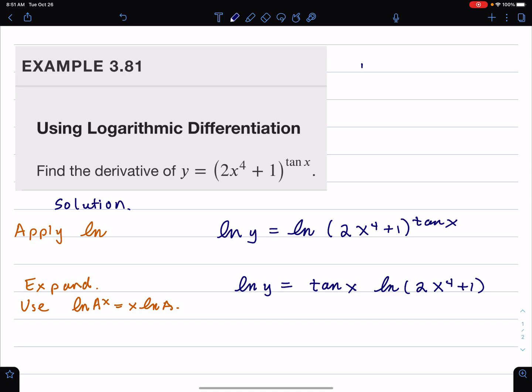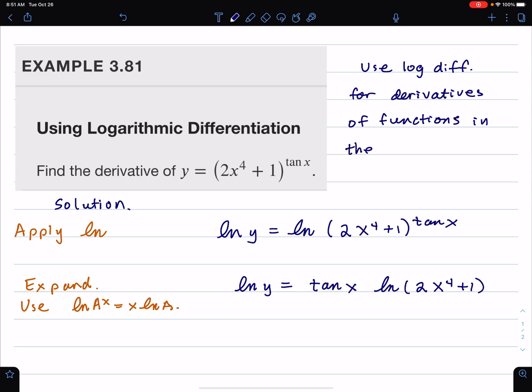So use log differentiation for derivatives of functions in the form y equals f of x, all of it raised to the g of x power.